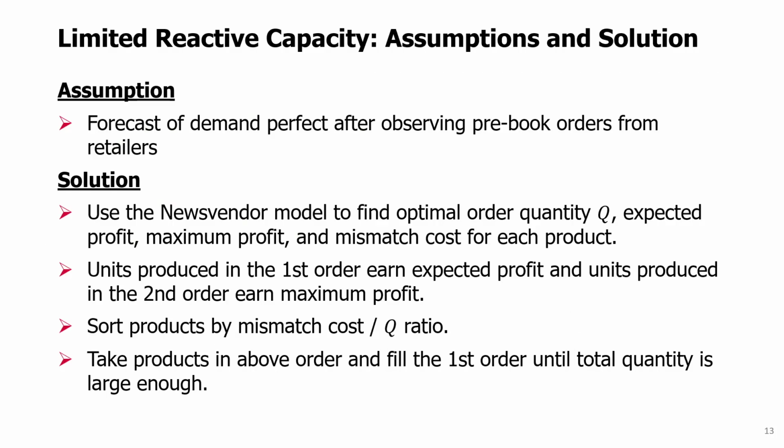As before, we will make the assumption that the forecast of demand is perfect after we observe pre-book orders from retailers. Again, it is a strong assumption. Maybe the forecast doesn't become perfect. It just becomes much better quality, right? So a much smaller standard deviation or coefficient of variation. There is a big reduction in these parameters. However, in practice, it wouldn't become perfect, and because of this, the evaluation of practical cases would be more difficult. However, for our academic example and to see the impact, it will be much easier if we assume that this forecast is perfect after observing initial pre-book orders.